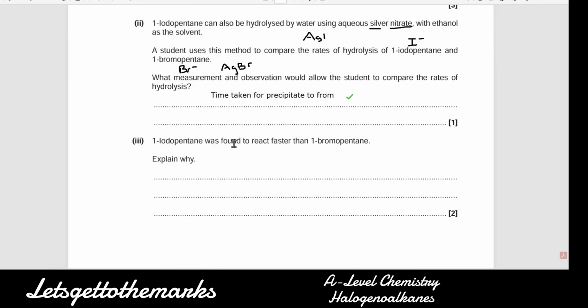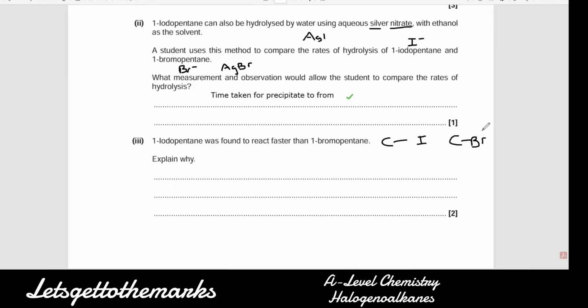1-iodopentane was found to react faster than 1-bromopentane. Explain why. Now, a lot of people want to get into talking about electronegativity here. You don't need to talk about electronegativity here. Is electronegativity a factor? Well, you might say bromine is more electronegative as you go higher up the group towards the top right of the periodic table. Bromine is higher up than iodine in the non-metals.